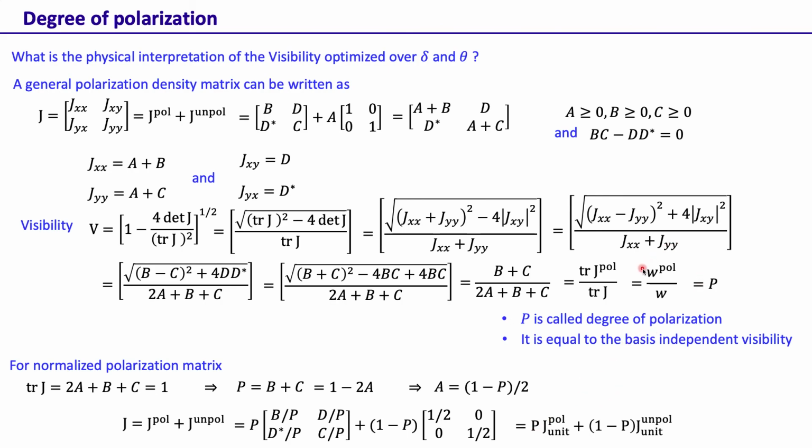The first one is the intensity associated with polarization divided by the total intensity, that is the degree of polarization. The other interpretation is that for a normalized polarization matrix, if we write it in this manner, then the degree of polarization is equal to the weightage of the polarized part. So that is the physical interpretation associated with this visibility that we optimized over delta and theta. This is a basis independent quantity, it doesn't depend on the basis, so it has a lot of importance.